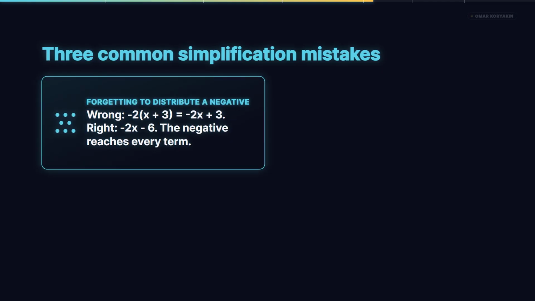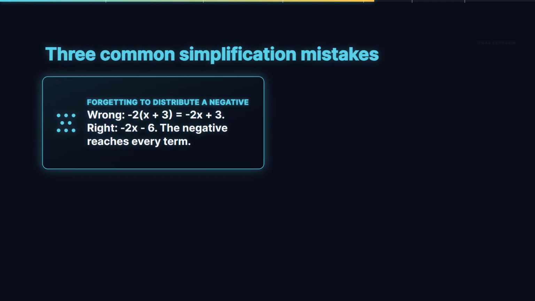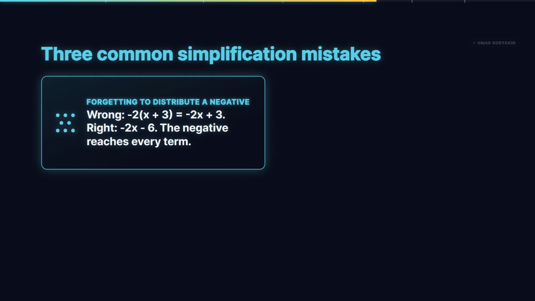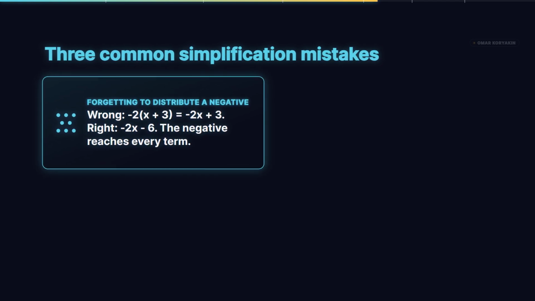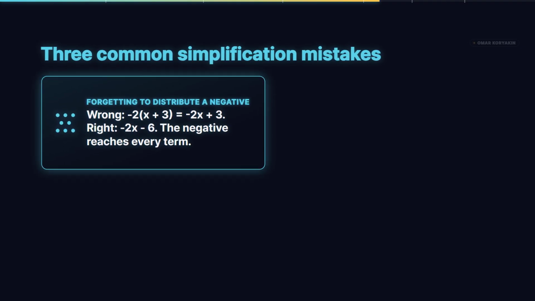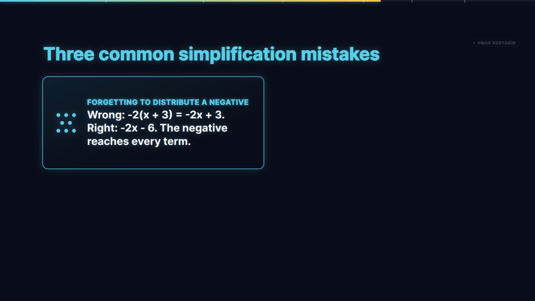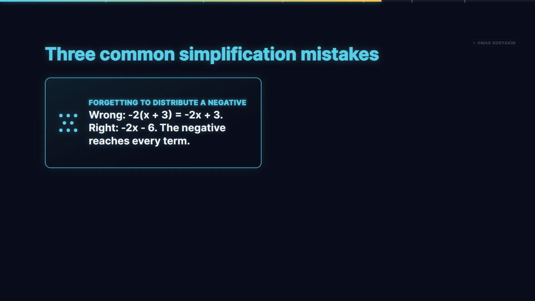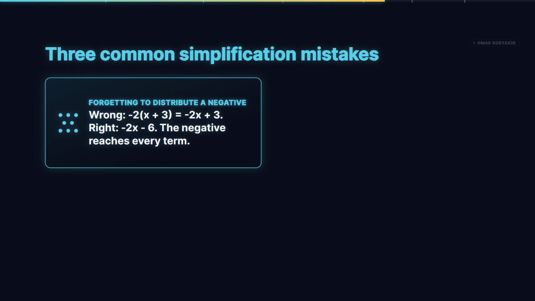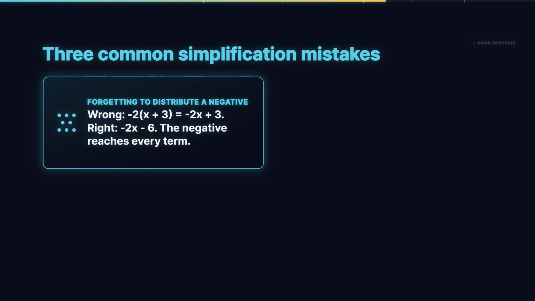First mistake, forgetting to distribute a negative factor across every term. A student writes negative 2 times the quantity x plus 3 equals negative 2x plus 3, distributing the negative only to the first term and leaving the second term untouched. That is wrong. The correct expansion is negative 2x minus 6, with the negative sign reaching both the variable term and the constant term inside the parentheses.